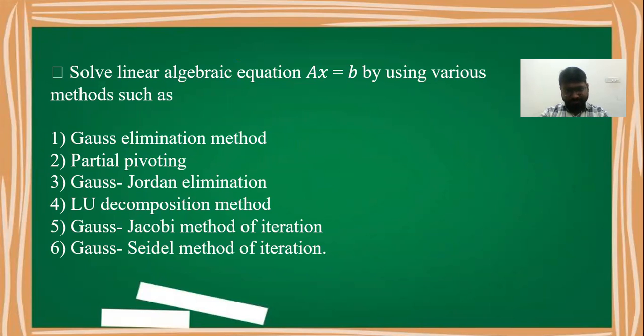They are also going to solve the linear algebraic equation Ax equal to b by using various methods such as Gauss elimination method, partial pivoting method, and Gauss Jordan method. In these three methods, we are going to use elementary transformations, and after that LU decomposition method, Gauss-Jacobi method, and Gauss-Seidel method of iteration. These methods are useful when solving using coding, and if we are solving by hand, then Gauss elimination method, partial pivoting method, and Gauss Jordan method are very useful.